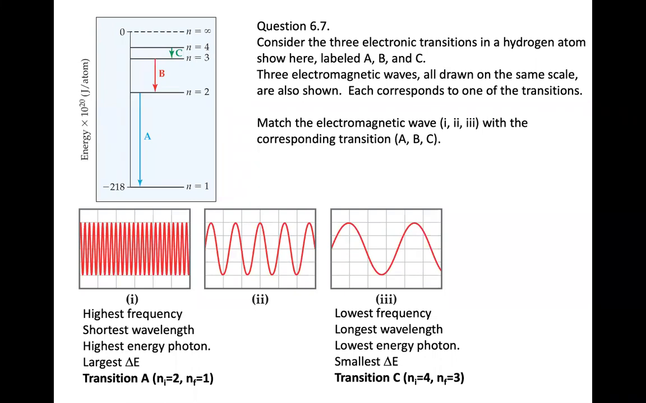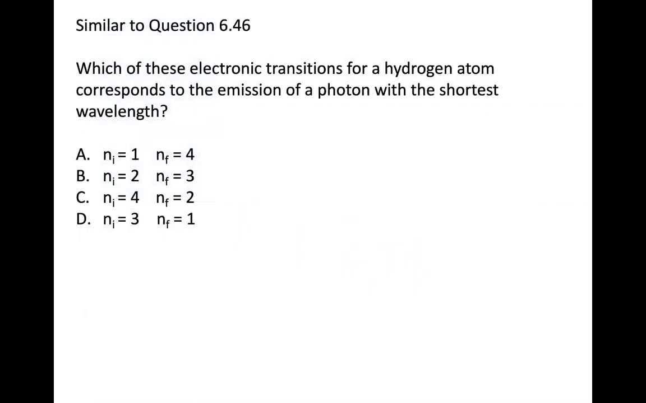A really typical way that I've seen it asked on exams is this format right here. So this is the similar end of chapter question 46. Which of these electronic transitions for a hydrogen atom corresponds to the emission of a photon with the shortest wavelength. This is one where you're not being asked to do any math, but you're asked to qualitatively know how the energy levels are arranged for hydrogen. Let me send you this one here, the polling question. Give this one a try.